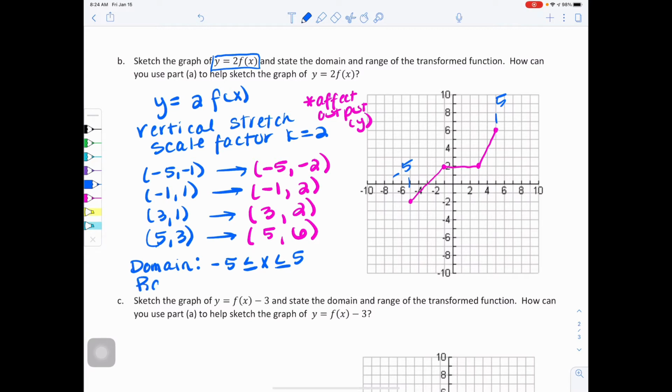What is affected is the range. So let's put a star by that one, because since we were multiplying on the outside, it was our y values or our output that was affected. So our range actually changes. My lowest y value is here at -2, and my highest is at 6. So we have -2 is less than or equal to y is less than or equal to 6.